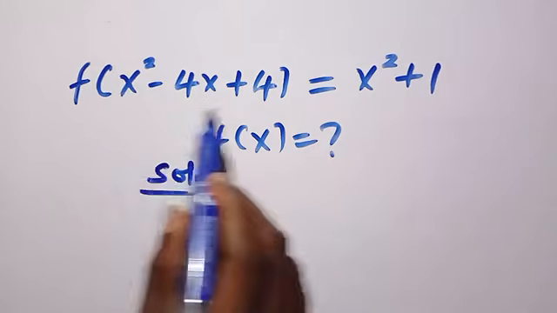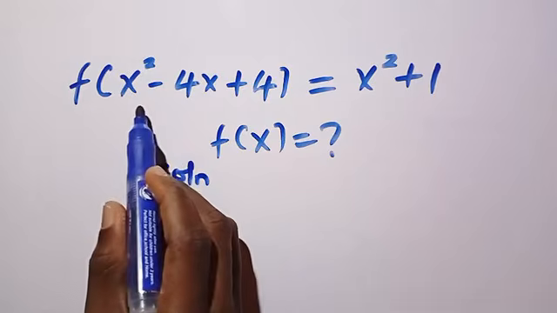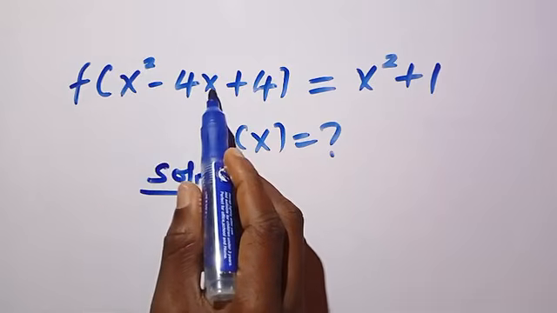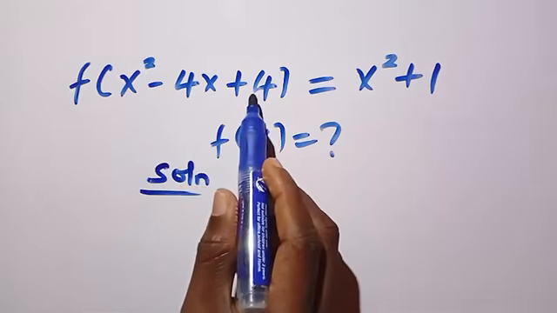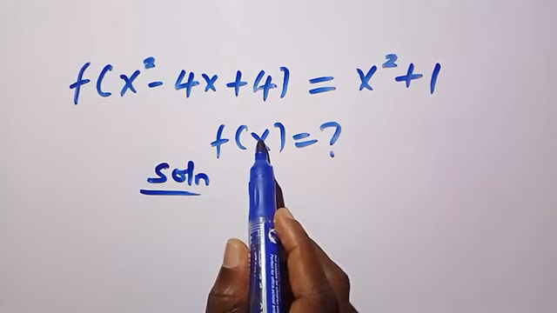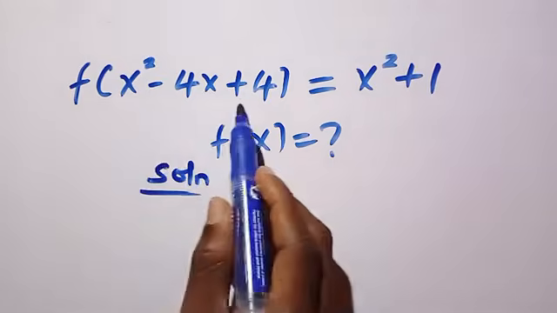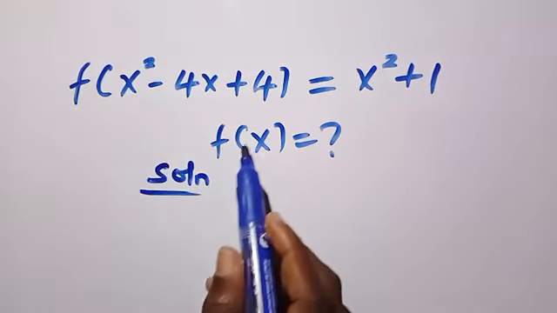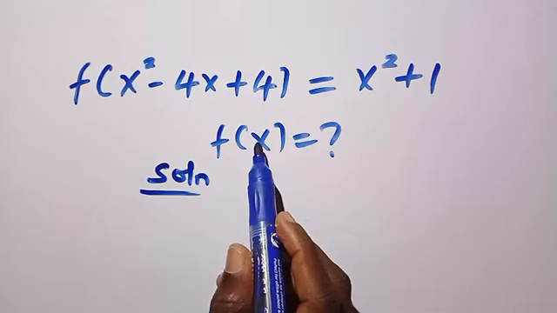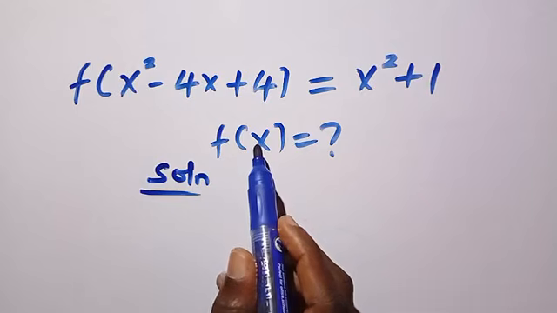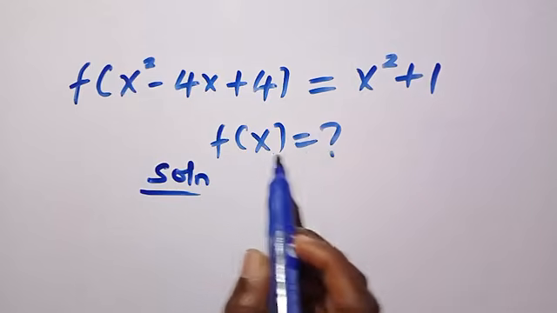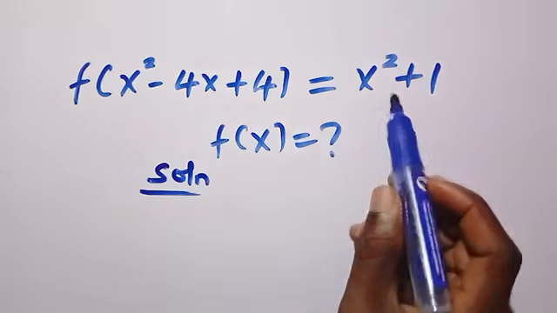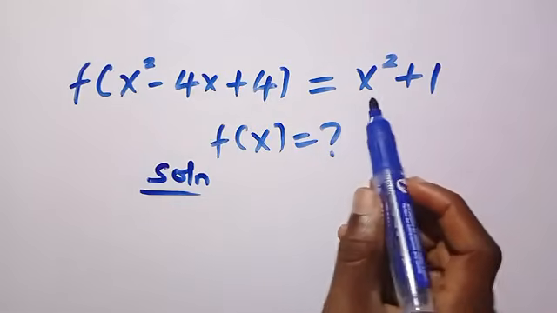We have this very long domain in this function, which is x squared minus 4x plus 4. I want to reduce this to only x. If you look at this, we know that all these domain, no matter what value we plug in, is always greater than the value of x. So we're expecting to get a function that's less than the output of these given functions.